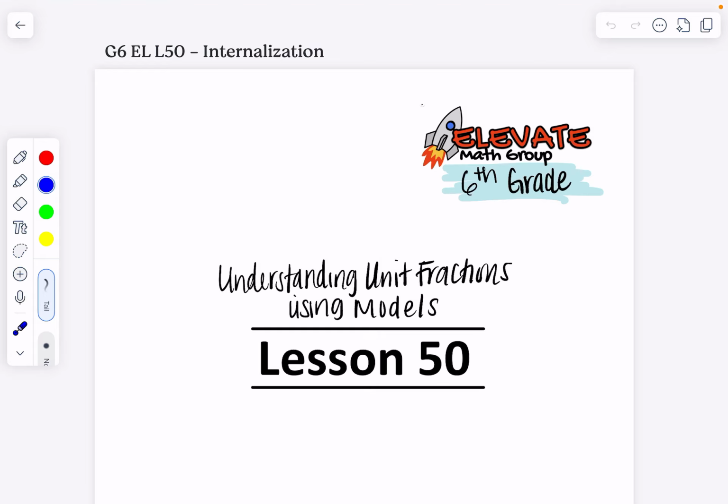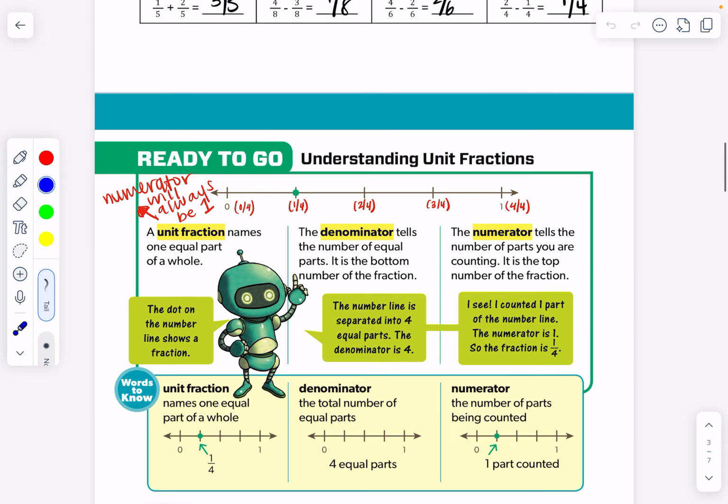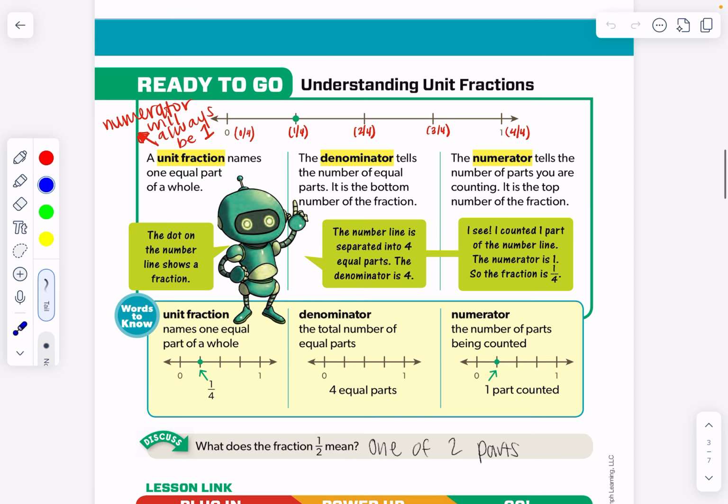Hi everyone, today in 6th grade we are learning how to understand unit fractions using models. The first thing that we want to let students know is that a unit fraction names one equal part of a whole. In a unit fraction, your numerator will always be 1. Doesn't matter what the denominator is, but your numerator will always be 1.